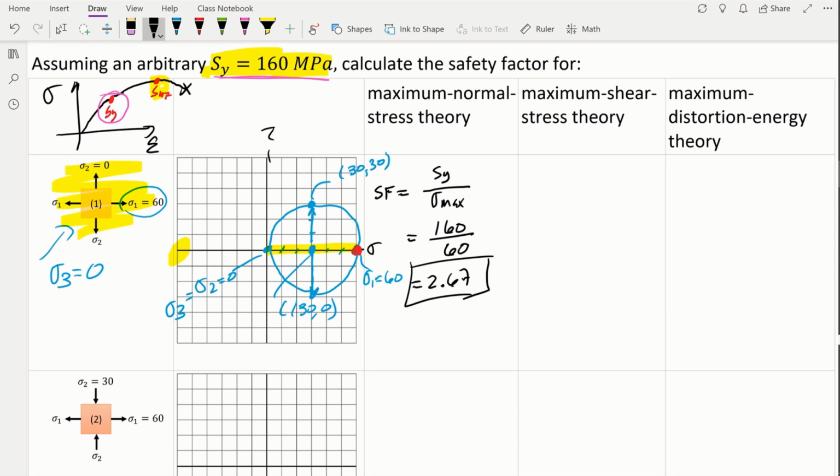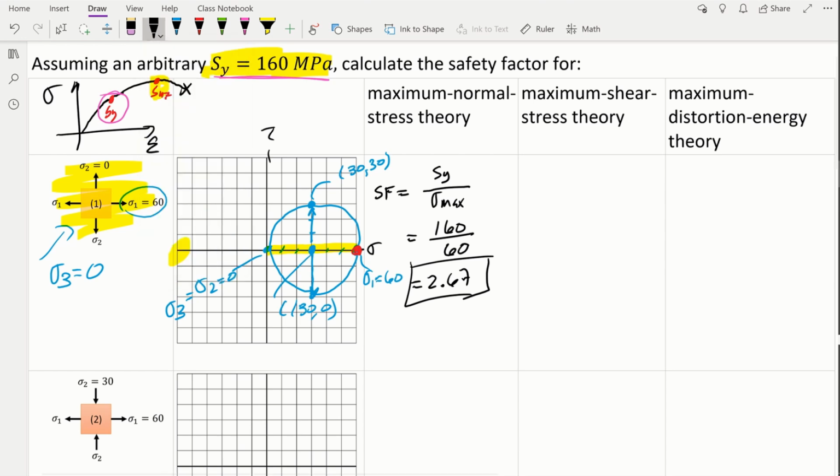So that's the safety factor based on the maximum normal stress theory. Next, let's do the maximum shear stress theory. Remember what that theory says? This one has us looking for the absolute maximum shear stress, right? That's the highest value of tau for any of the three circles in a 3D Mohr circle. And if that value is equal to or exceeds the yield strength of the material, then we get failure.